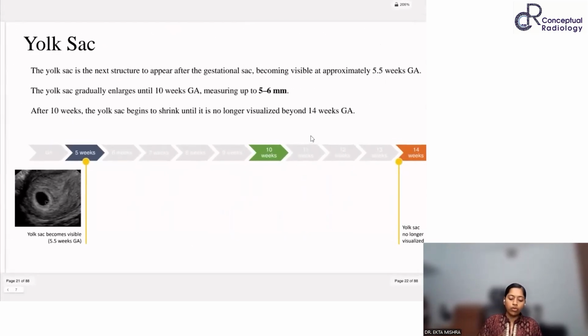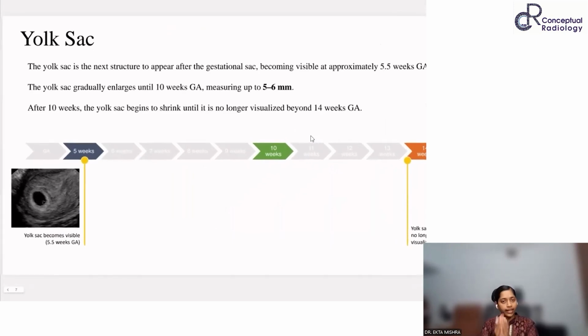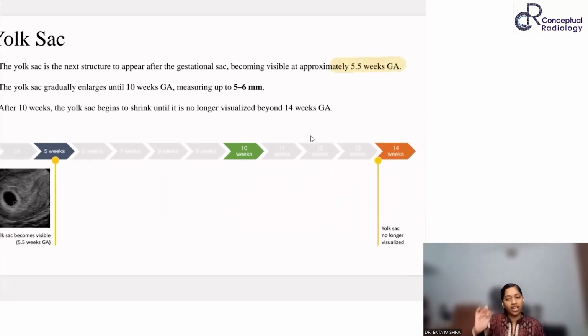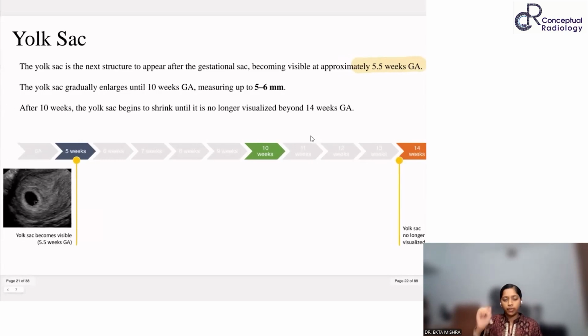Okay. Now coming to yolk sac. Yolk sac is the next structure that you see after the appearance of a small cystic gestational sac. And that is visible by 5 weeks, 5 days onwards. So initially it appears as 2 echogenic lines, like equal to sign, and then you see the round cystic structure. It will keep on enlarging until 10 weeks, but it will measure up to 5 to 6 mm only. At 10 weeks, it will start decreasing, and beyond 14 weeks, you don't see yolk sac.